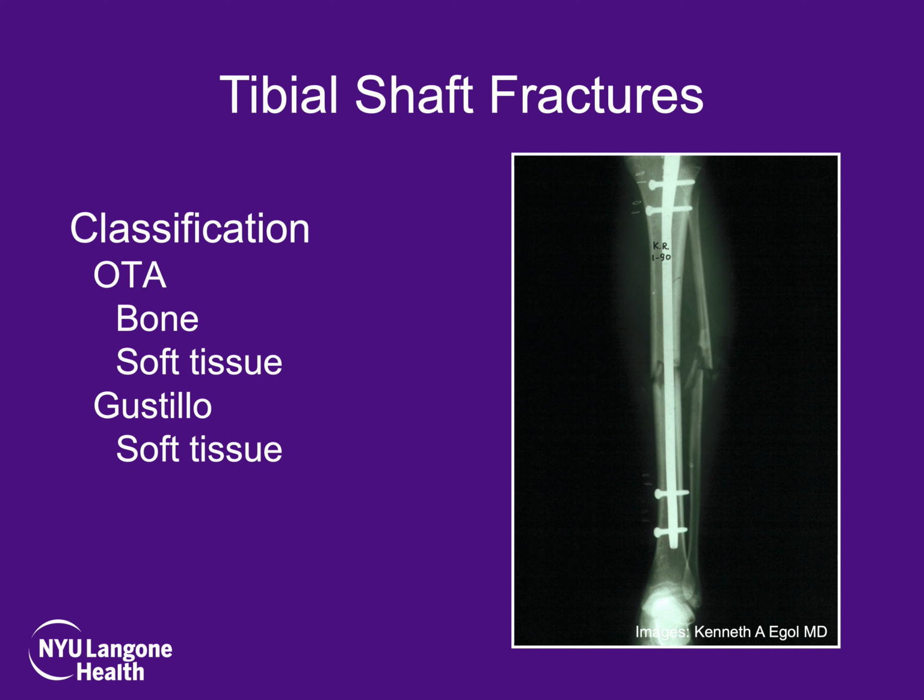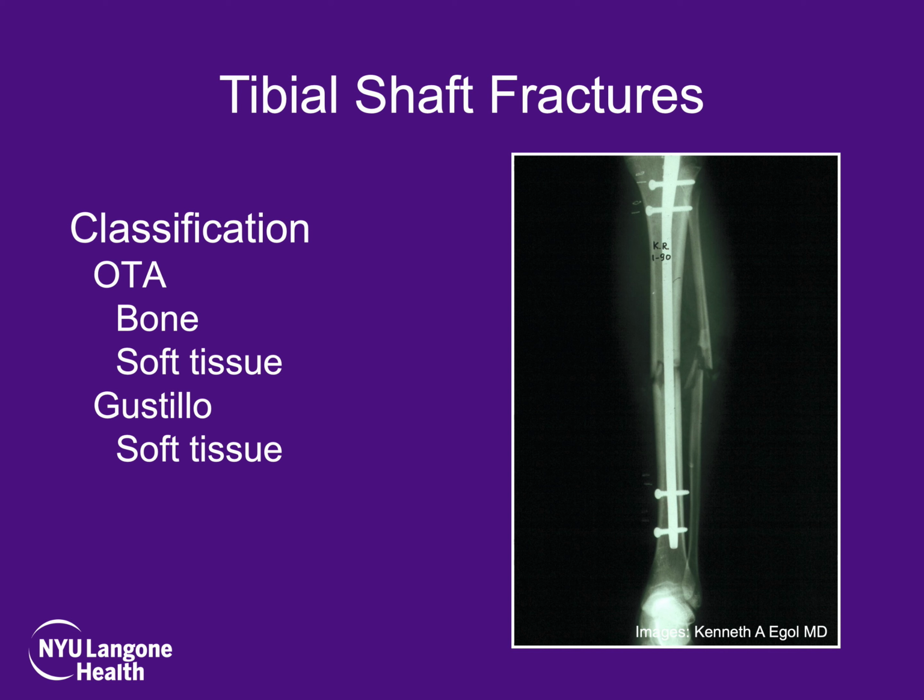Soft tissues are described also with an OTA classification, but more commonly with the Gustilo classification, with type 1s being minimal soft tissue injury less than 1 centimeter in length and low energy, type 2 an intermediate fracture between 1 and 10 centimeters of varying degree of soft tissue stripping, and type 3, the most severe, being greater than 10 centimeters in length and severe disruption of the surrounding soft tissues.